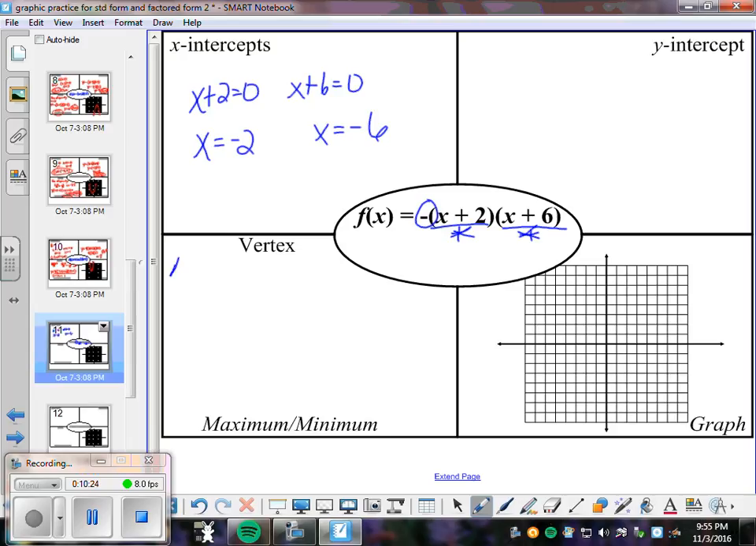Now you add those x's and divide by 2. So negative 2 minus 6 over 2 equals negative 8 over 2 equals negative 4. So x equals negative 4. Now you're going to plug that into your function. So negative is still out front, don't forget.